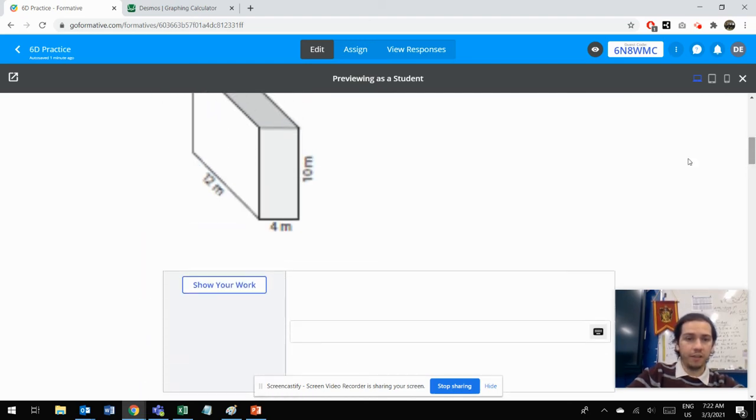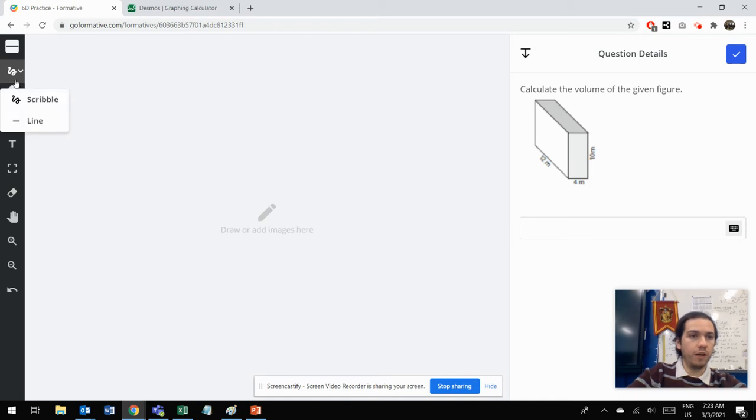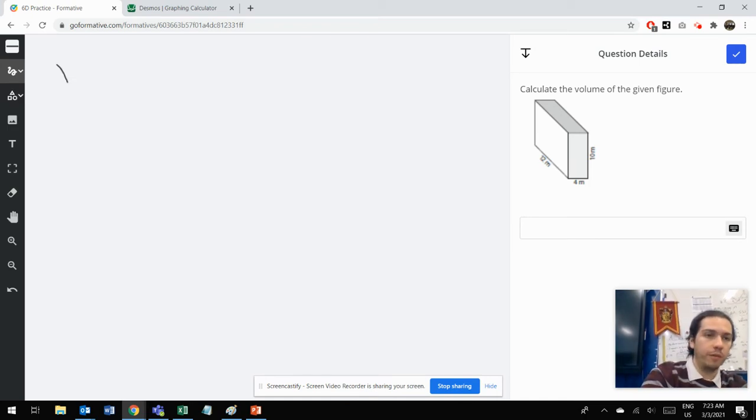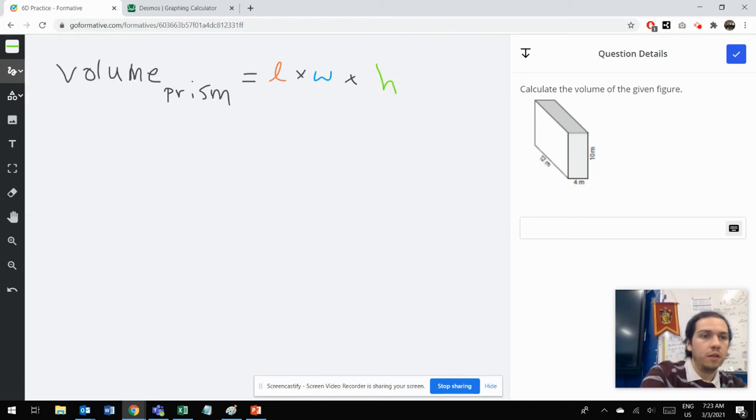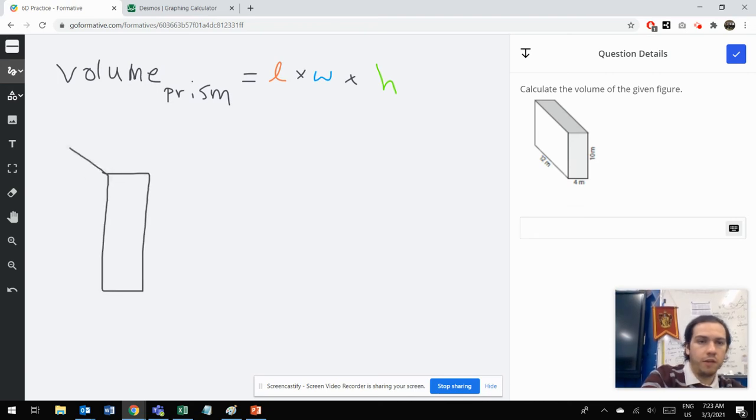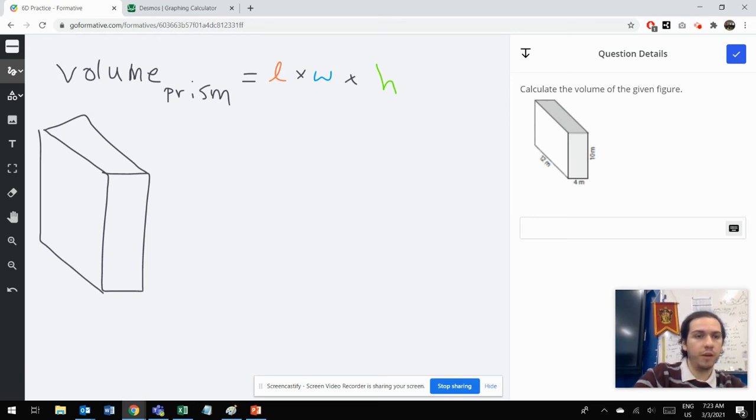So if I wanted to calculate this, I'll need to use the volume of a prism. So the volume of a prism is the length times the width times the height. So I need to find out of these dimensions which one is the length, which one is the width, and which one is the height. And it's actually pretty straightforward from here.